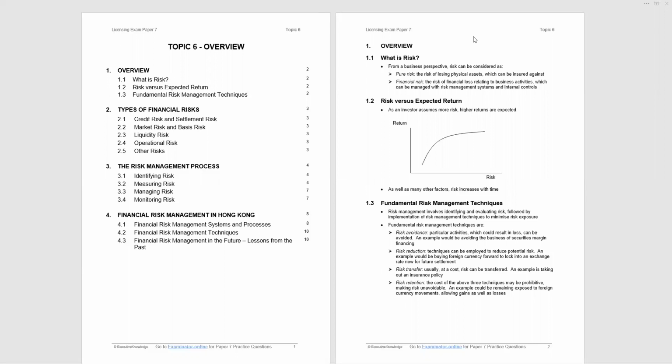So we start at the top of page 2 by asking the question, what is risk? Well, risk is the risk of losing something, pure risk, the loss of physical assets, financial risk, the risk of financial loss relating to business activities.